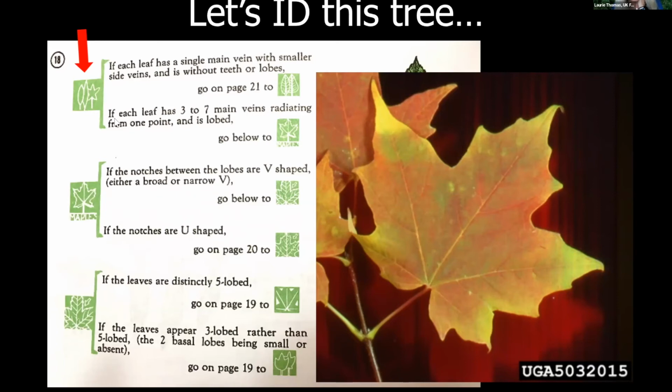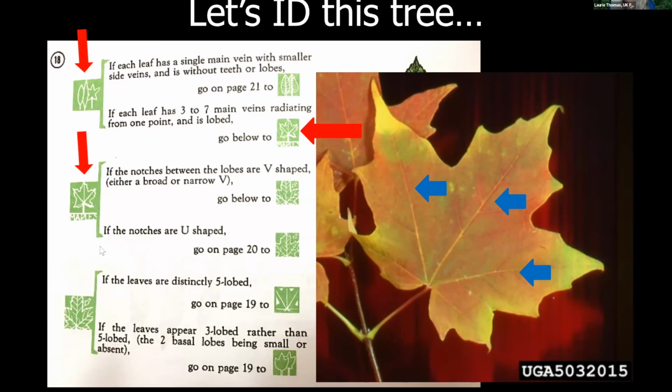And then the next option is if the leaf has 3 to 7 main veins radiating from one point and it's lobed. Well, let's see, we've got 3 main veins right here, and they're radiating from that leaf stem. And in fact, we've got lobes too. 1, 2, 3, actually 5. 1, 2, 3, 4, 5 lobes. So we have a maple. And so this is easy. We don't have to go far. We're just going to pop down below to this next bracket.